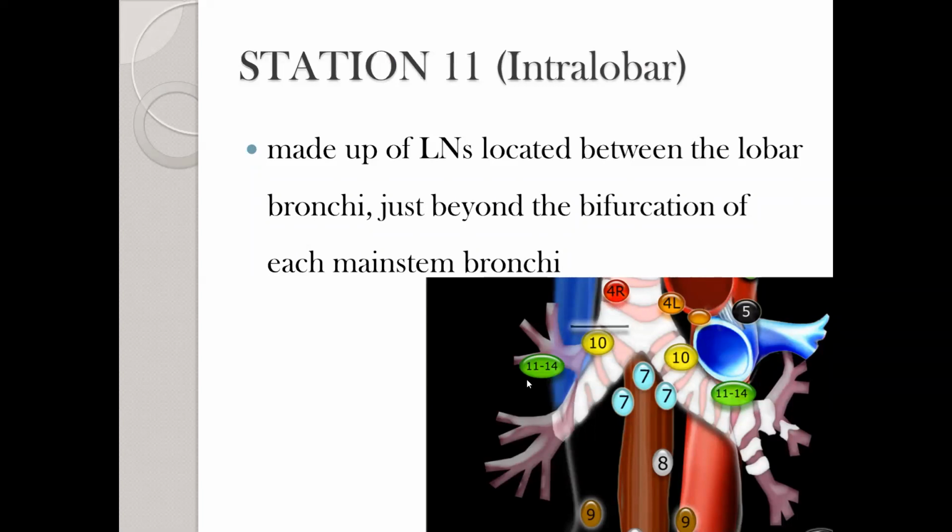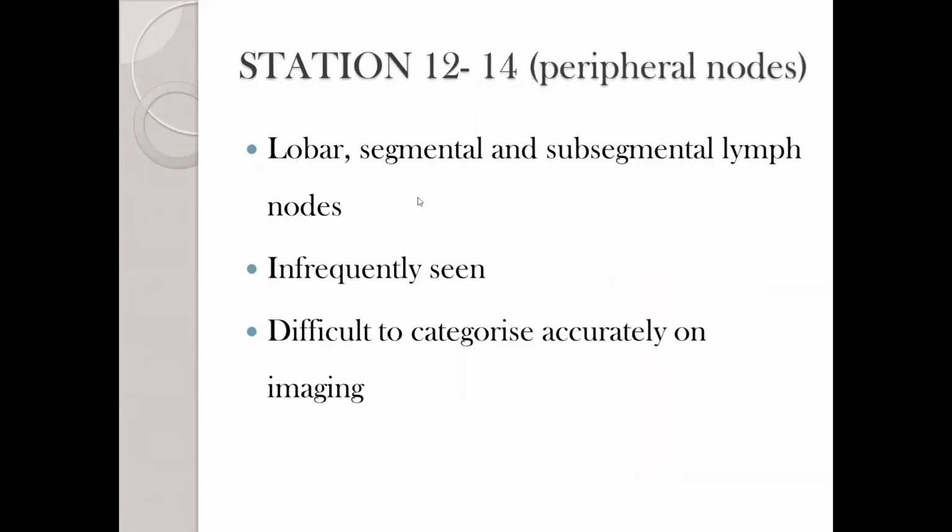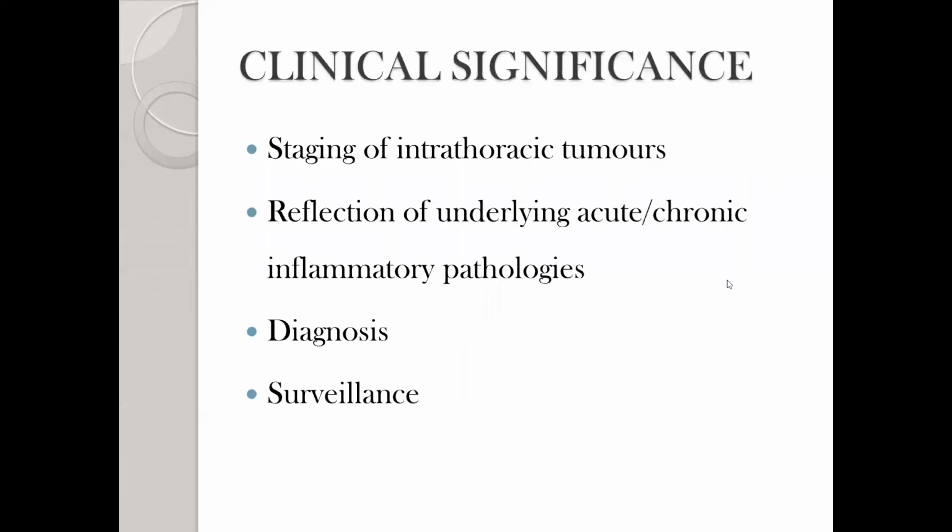the mainstem bronchi. Station 12 to 14 are the lobar, the segmental, and the subsegmental lymph nodes. They're quite infrequently seen, and quite difficult to categorize because of this region, and very difficult to spot. More difficult to spot them on imaging as compared to the other station lymph nodes.